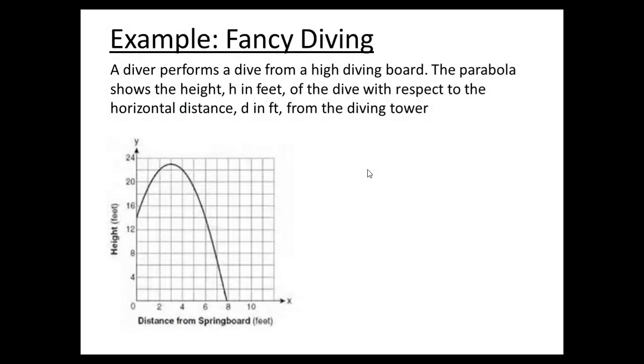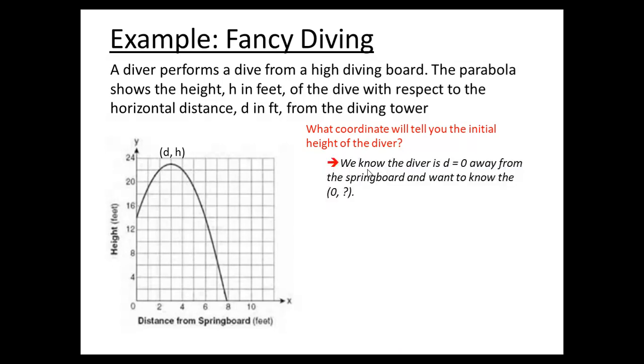Let's look at another example. A diver performs a dive from a high diving board. The parabola shows the height, h in feet, of the dive with respect to the horizontal distance, d in feet, from the diving tower. So instead of x and y, we're talking about d and h. d representing the distance from the springboard and h representing the height. So, first question, what coordinate will tell you the initial height of the diver?